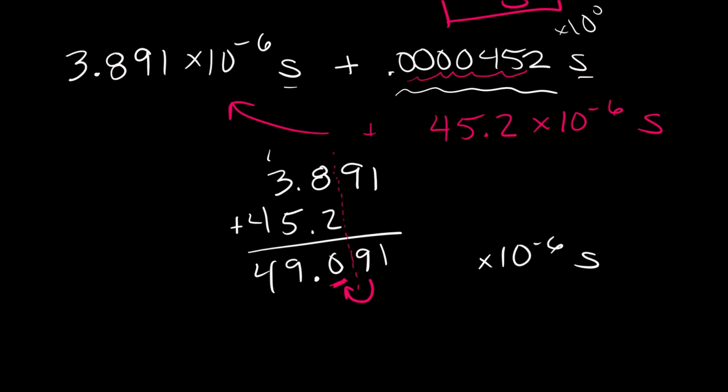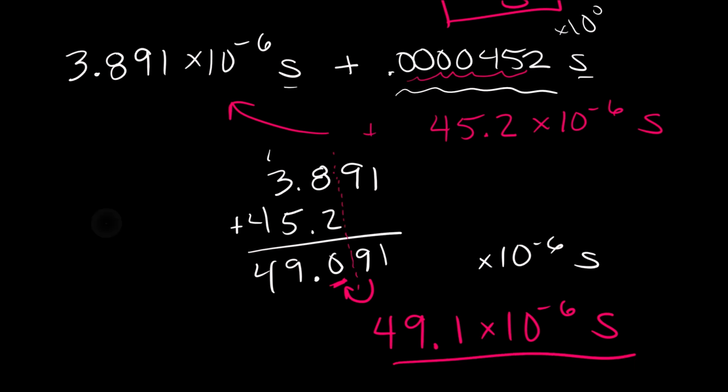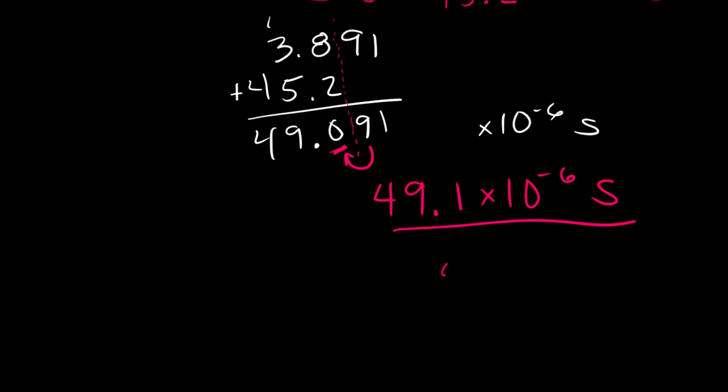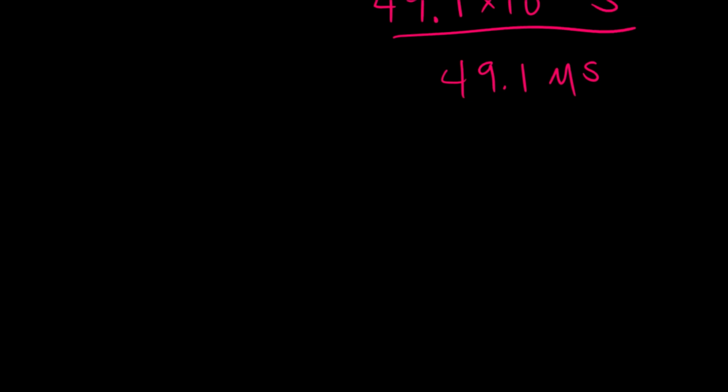So this becomes 49.1 times 10 to the negative 6 seconds. You can't forget to tack on that times 10 to the negative 6. That could alternatively be reported as 49.1 microseconds, right? Not a very long time. Okay, so that's adding two things together, and subtracting two numbers looks very similar.